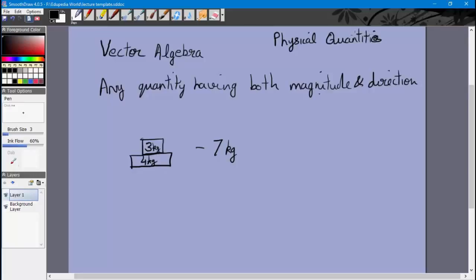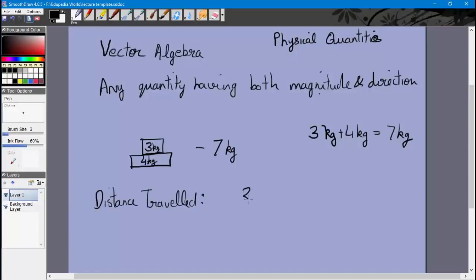So the mass of an object is a type of physical quantity, and the physical quantity mass always obeys the rule that 3 kg plus 4 kg gives me a total of 7 kg. Right, so this is the rule for mass. Let's look at a few other quantities like this. Let's look at the distance traveled by a body. So what is 3 meters plus 4 meters?